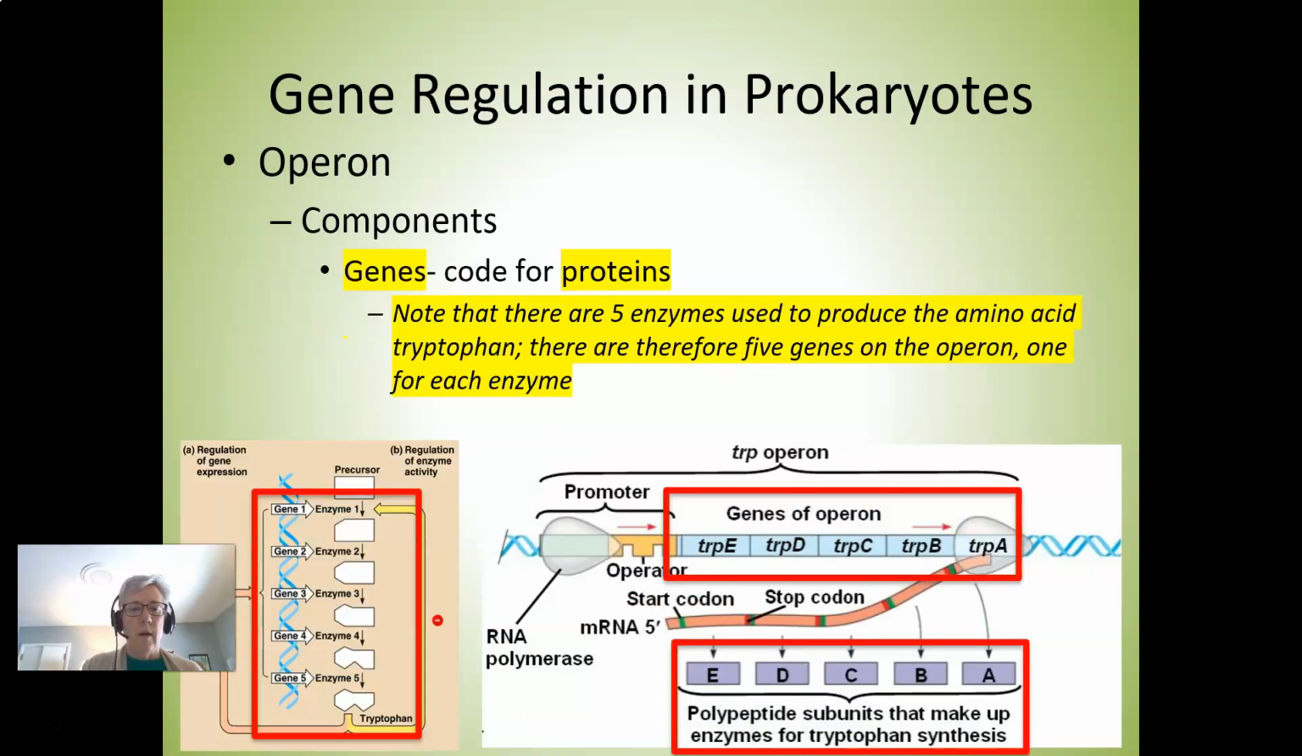Okay. In this particular example, the trp operon has 5 genes that encode 5 enzymes that all are involved in making tryptophan. So these genes are grouped together on this operon, and they're all important for tryptophan synthesis. And then the promoter is upstream. You don't have to memorize A, B, C, D, E. You don't have to memorize any of that. Just realize that they're grouped together for this common function.